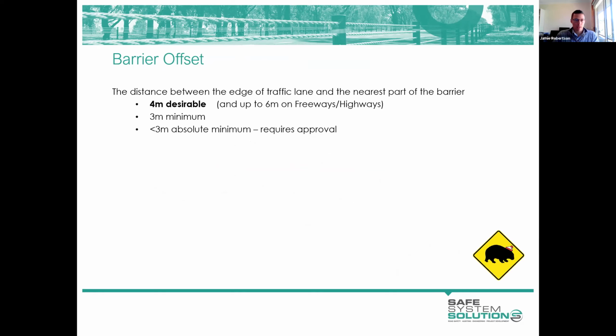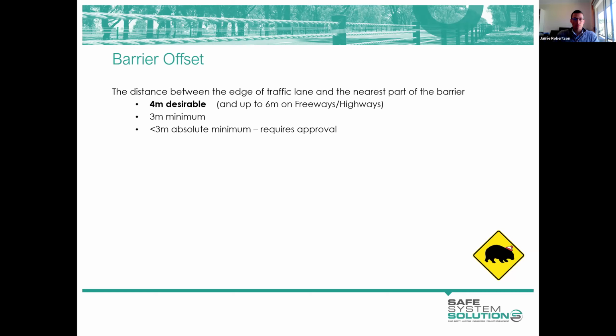Barrier offset is probably the step that usually takes up the most of our time and thought when we're designing a barrier installation. We have some desirable numbers in mind. We want to provide enough space between the edge of the traffic lane and our barrier to accommodate a broken down vehicle. And if we can provide 4 metres, that is enough for a vehicle to pull over at the side of the road, and for someone to open a door or perhaps change a tyre if they have to. So 4 metres is typically our desirable minimum offset.